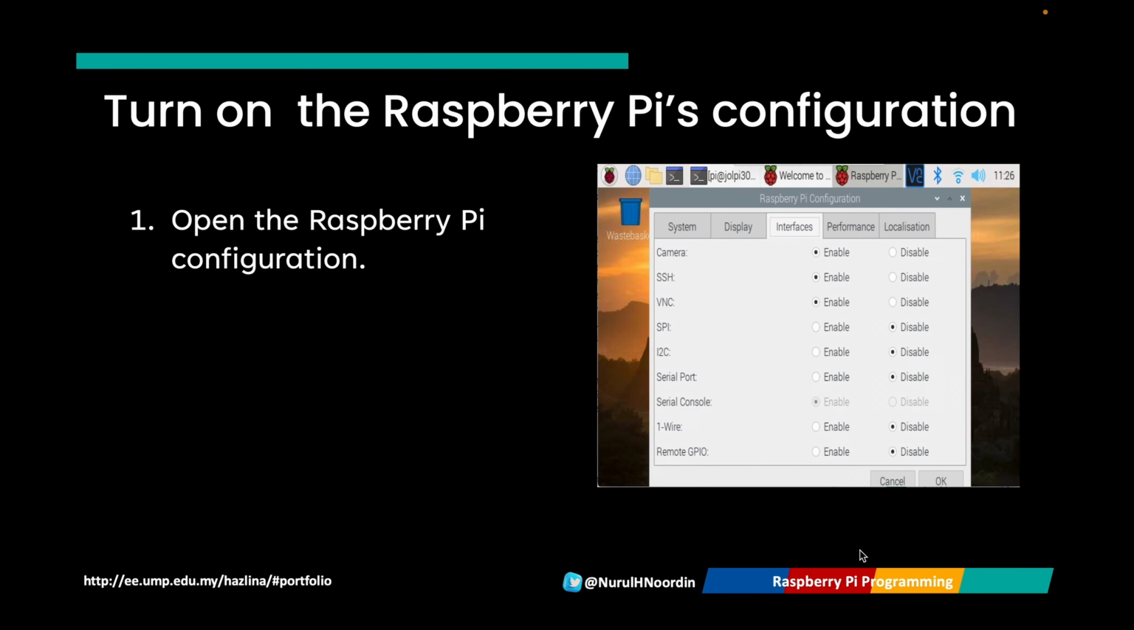To enable remote access, you need to configure your Raspberry Pi settings. First, open the Raspberry Pi configuration tool. You can do this by navigating the preference menu on the desktop or by entering the command sudo raspi-config in the terminal. Next, go to the Interfaces tab. Here, you will find options to enable SSH and VNC. Turn both on to allow remote access. SSH enables secure command line access, while VNC allows full remote desktop control. Once enabled, click OK and restart your Raspberry Pi to apply the changes.